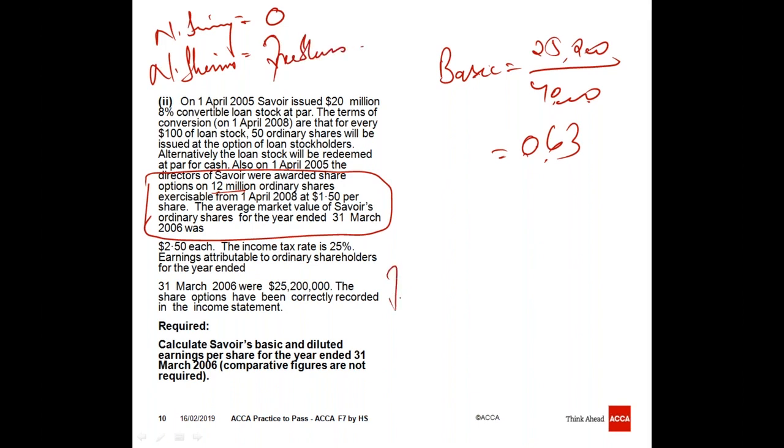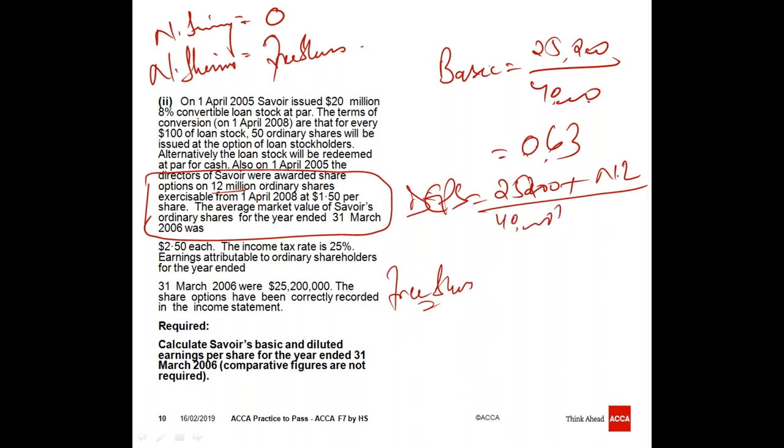3 shares. Then how to calculate the free shares? So in calculating the diluted EPS, you should know this 25,200 will remain the same, plus notional savings is nil. And in the denominator, there must be a free share. Now, how do we calculate the three shares?